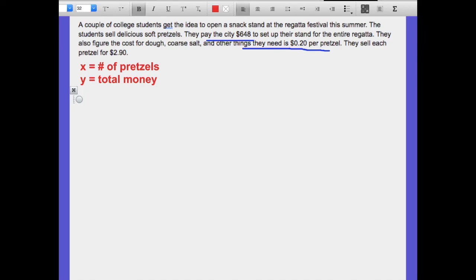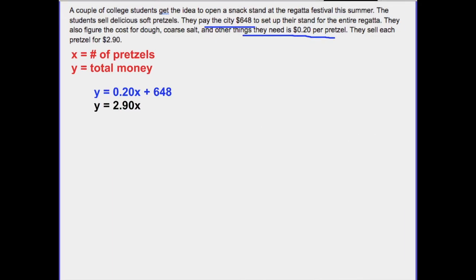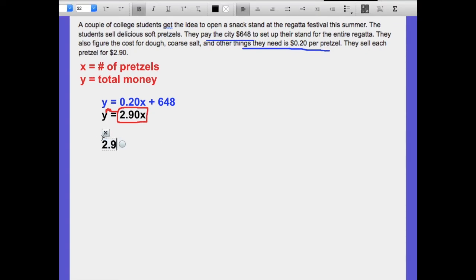So let's go ahead and say, we can do this in blue. This is the cost that they have to pay. And you have y equals 20 cents per pretzel, so 0.20x plus 648. They're paying that much money to get started. Then they're going to sell these, so they're going to make some money here. They're going to sell them for $2.90 per pretzel. All right, so again with this one, I would choose substitution. You could do either way though. I would just go ahead and put this in for y up here. So when we do this, I'm going to have 2.90x equals, and the other side we'll type in blue.